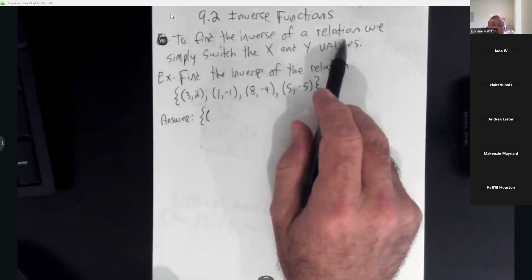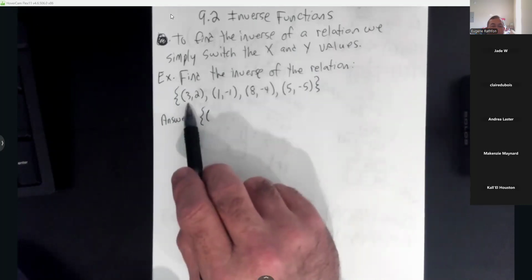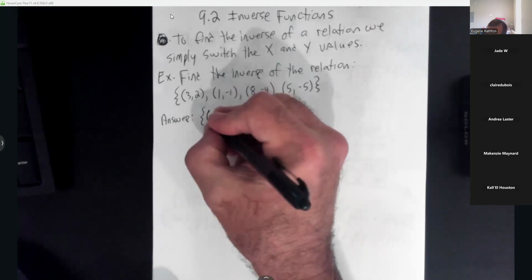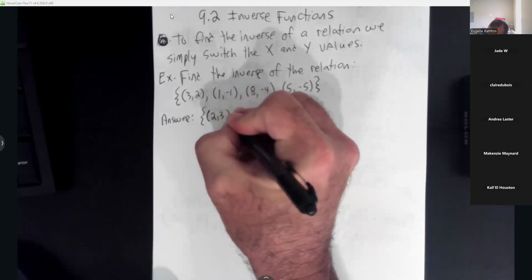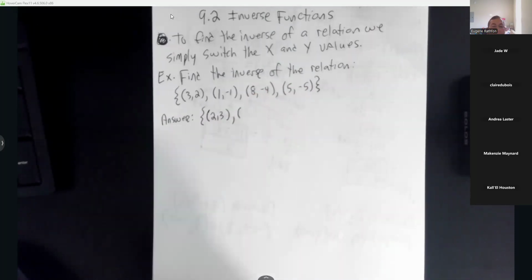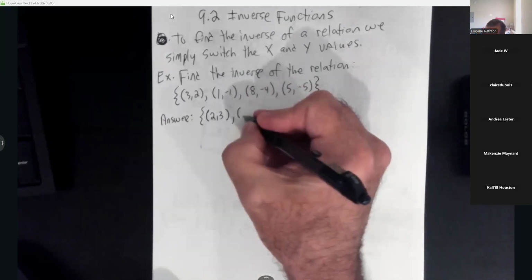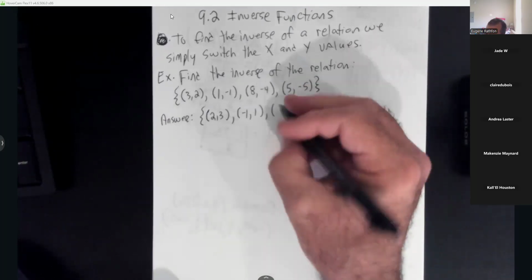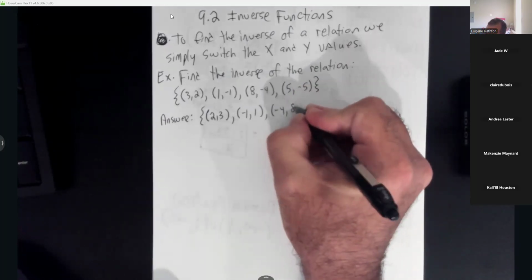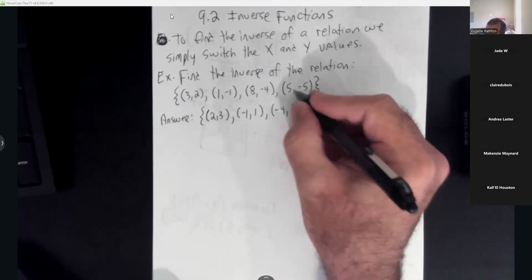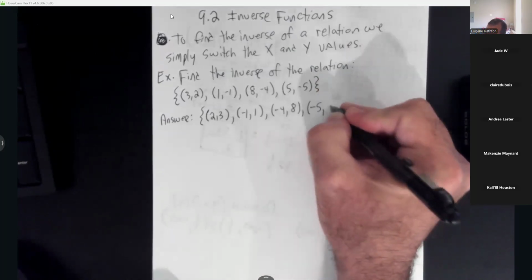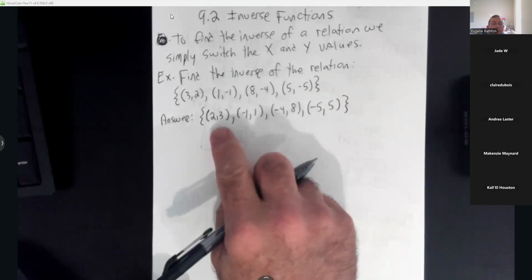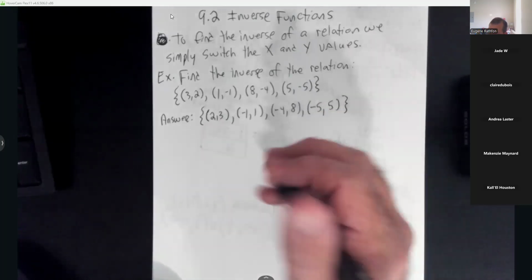So it says here, switch the x and y values. So the 3 is x and the y is 2. If I switch them, I get 2 comma 3. The next one, if I switch them, I get -1, 1. The next one, I get -4, 8. And y'all, finally, the last one, if I switch them, I get -5, 5. That is now our inverse relation.